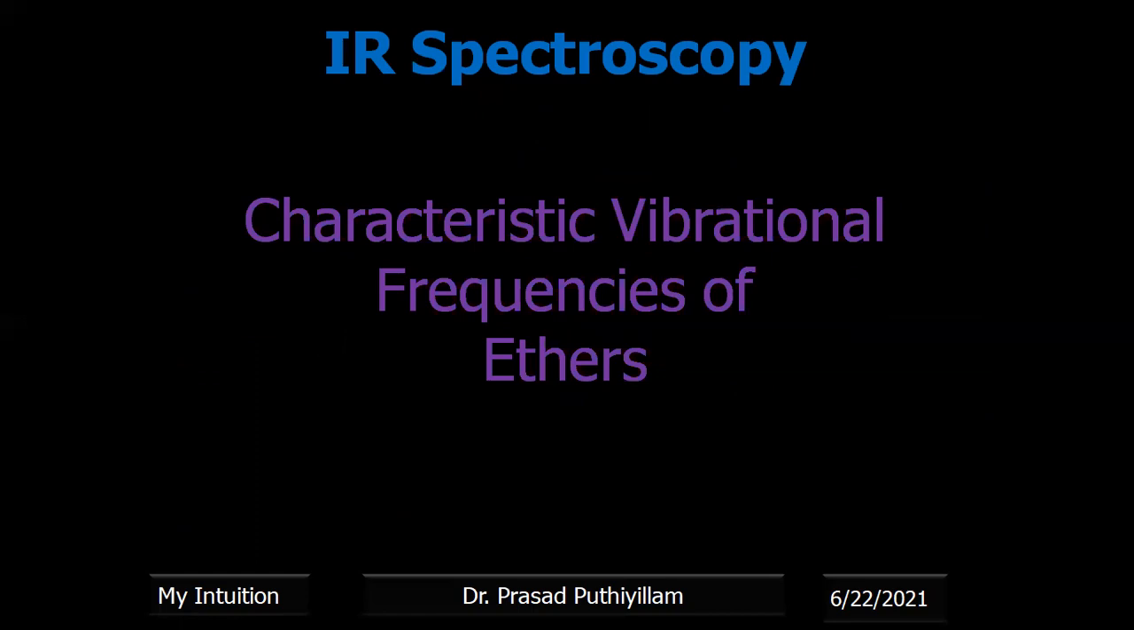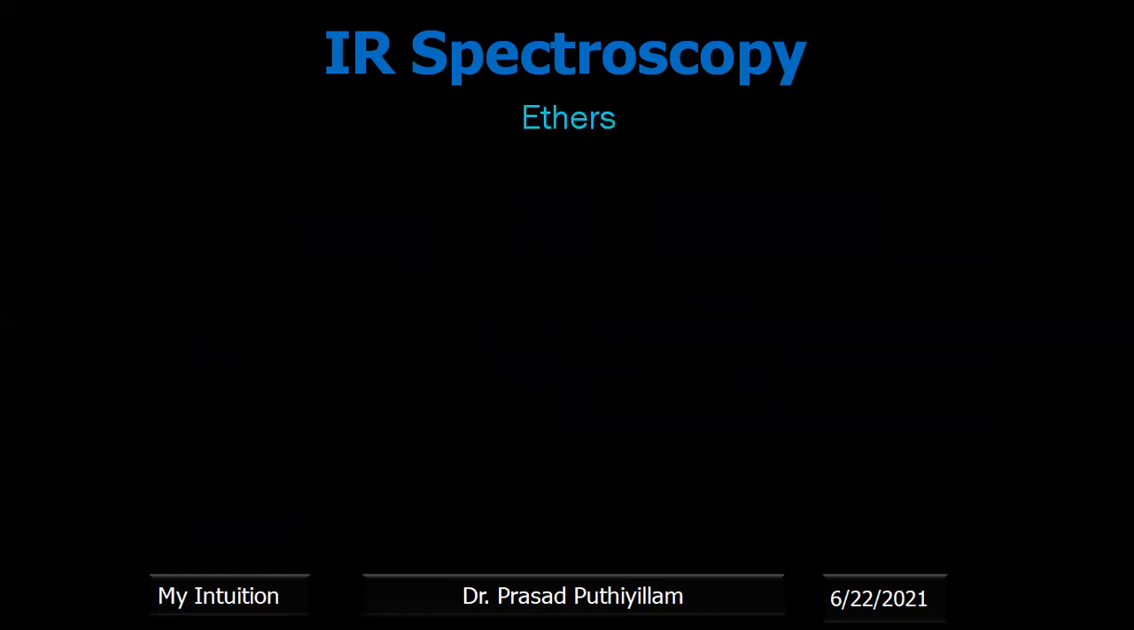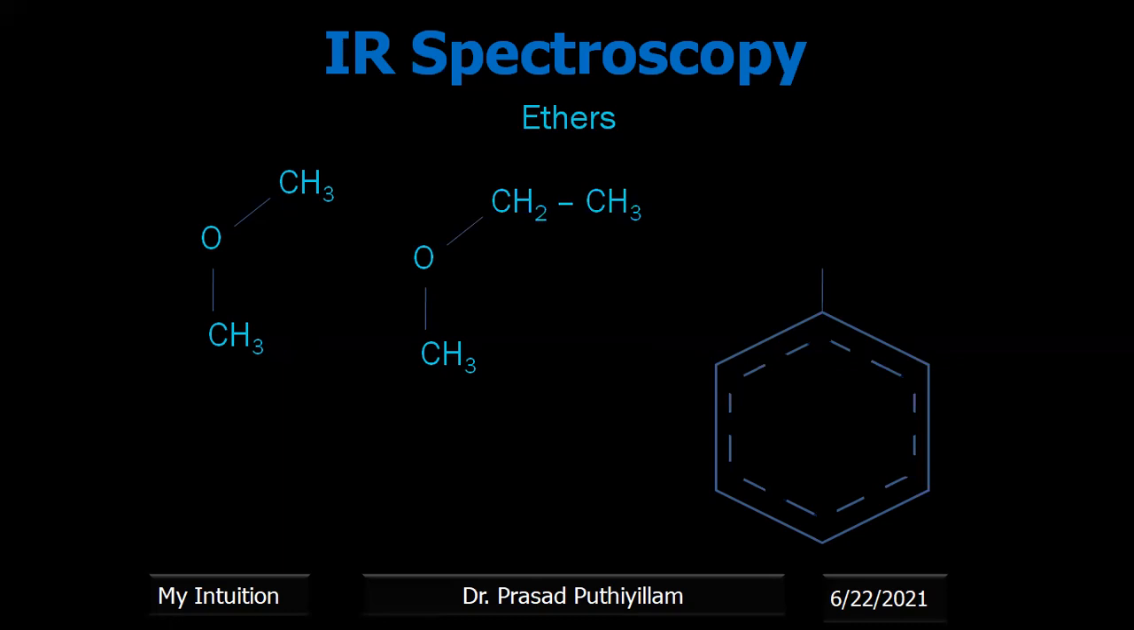Now, characteristic vibrational frequencies of ethers. For ethers, it is always difficult with IR spectroscopy. Because we know the structure of ether: an R-O-C, that is a COC bond. If it is that, we call it ether. Ether may be symmetric, where the same alkyl group is present on either side of the oxygen, or it may be asymmetric, where different alkyl groups are present, or even it may be aromatic type. If one side contains a benzene ring, or both sides contain an aromatic group, then it becomes aromatic ether.